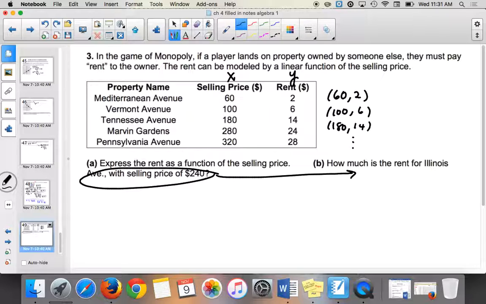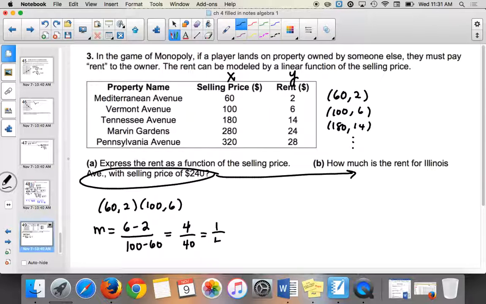So pick two of the points. Do you guys want to pick the ones with the smallest numbers? Yeah. Probably, right? So we're going to pick 60, comma 2, and 100, comma 6, and find the equation of the line. So m equals 6 minus 2 all over 100 minus 60. So I get 4 over 40, which is 1 over 10, if it reduces down. That's my slope. Could you slow down a little bit? Yep. Sorry.